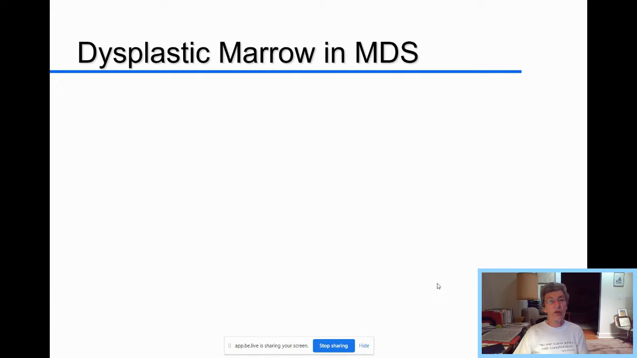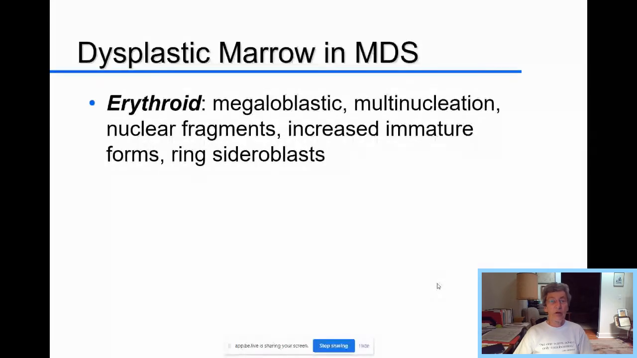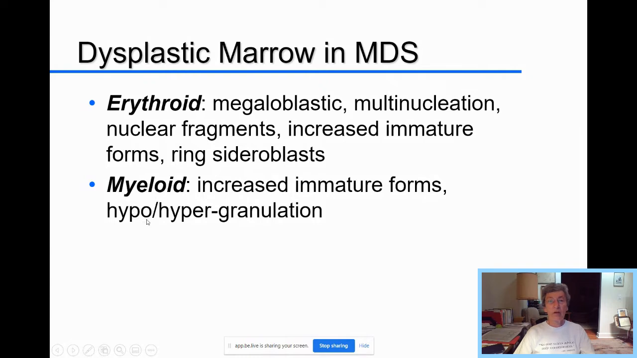We sometimes use the term dysplastic marrow, which means that the cells look unusual. Erythroid cells in myelodysplastic syndrome may be large, megaloblastic, multinucleated, have nuclear fragments, increased immature forms, or even have rings of iron around the nucleus called ring sideroblasts, or sidero for iron. The myeloid marrow will have immature forms and either under granulation or increased granulation.